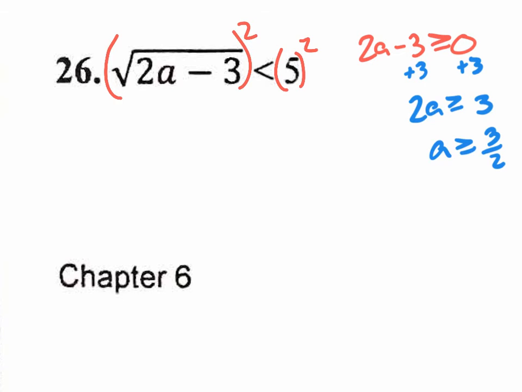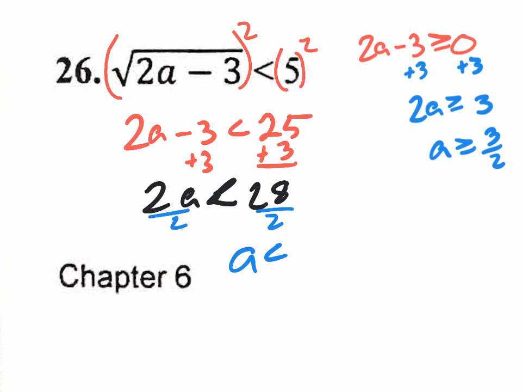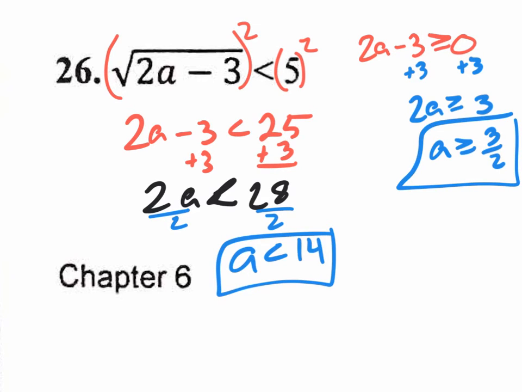So I end up with 2a minus 3 is less than 25. Add 3, I end up with 2a is less than 28. Divide by 2, a is less than 14. So I have my two answers: a is less than 14 and a is greater than or equal to 3/2.